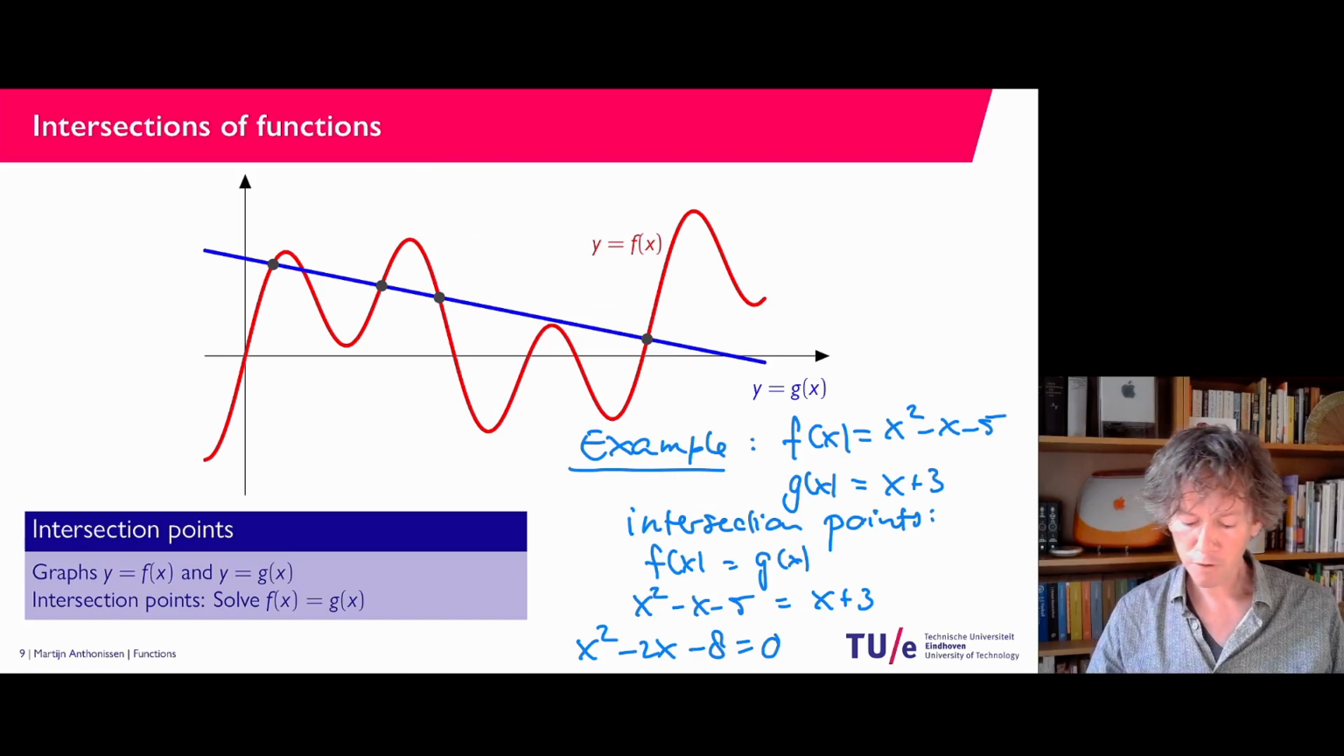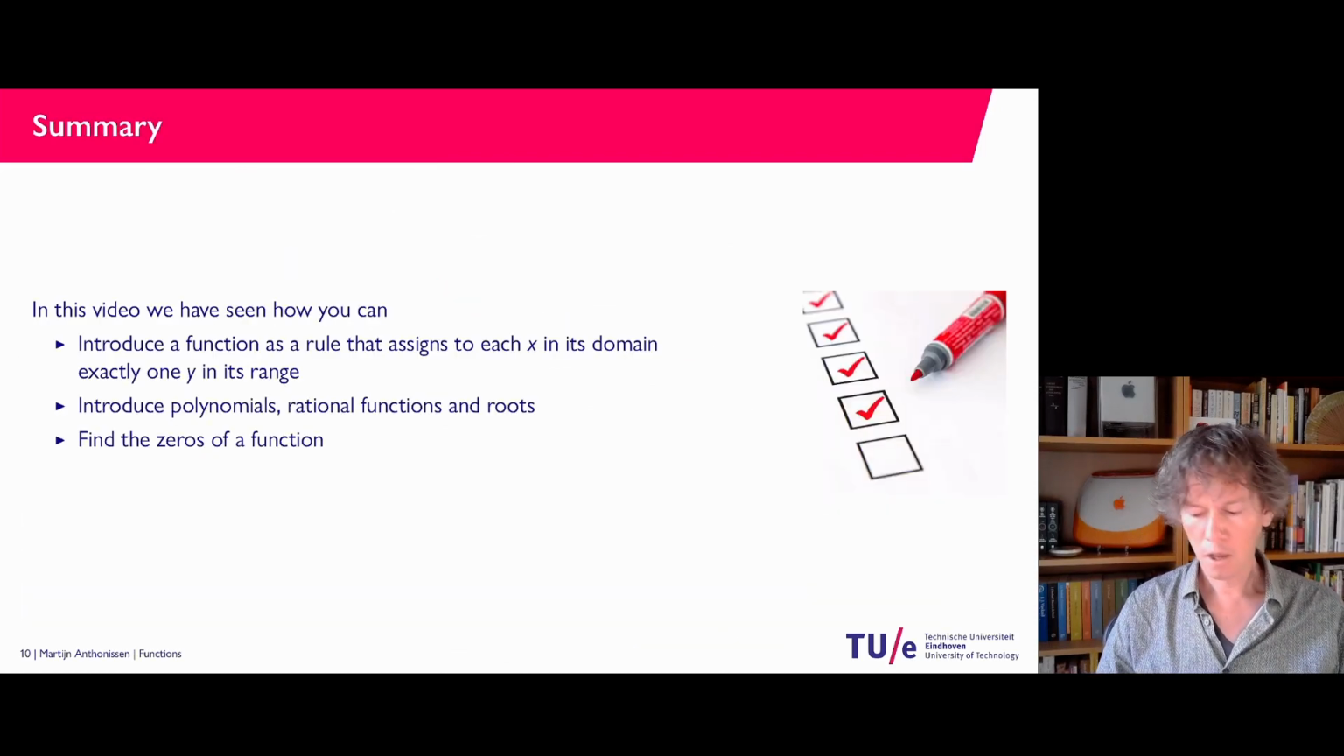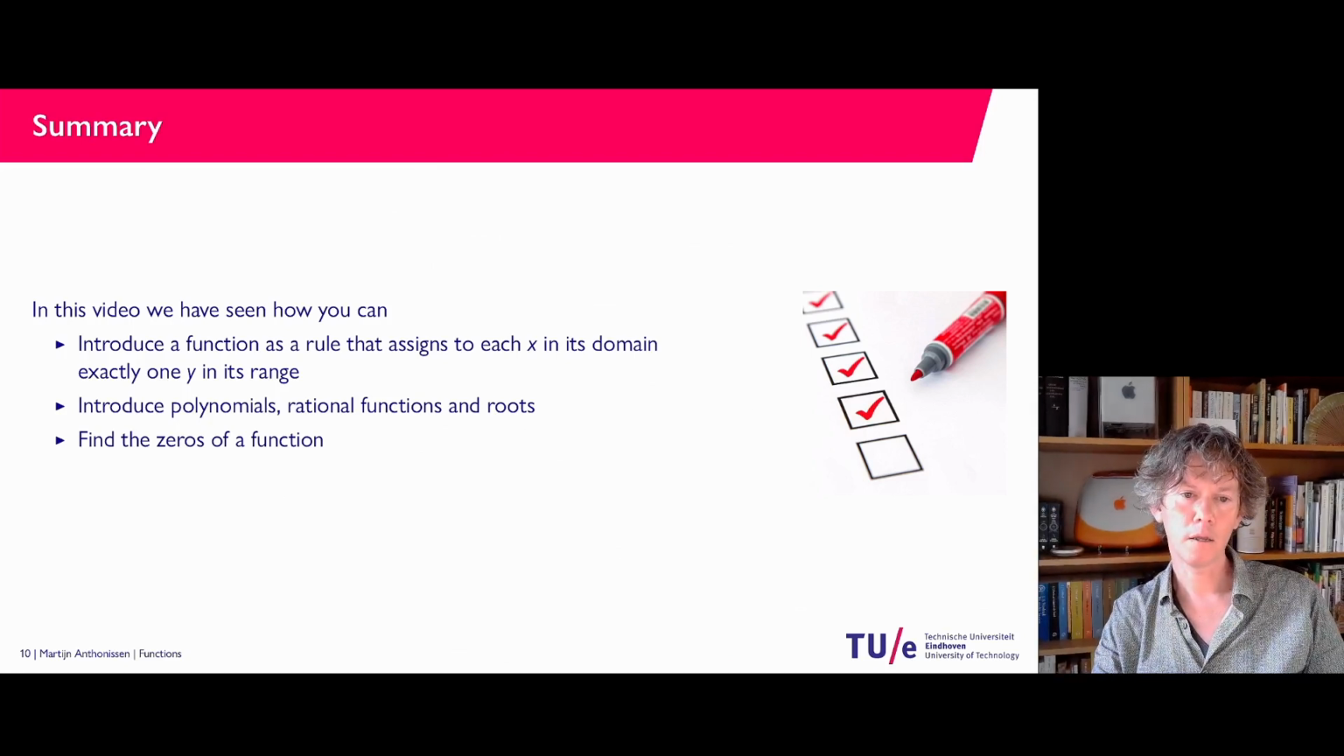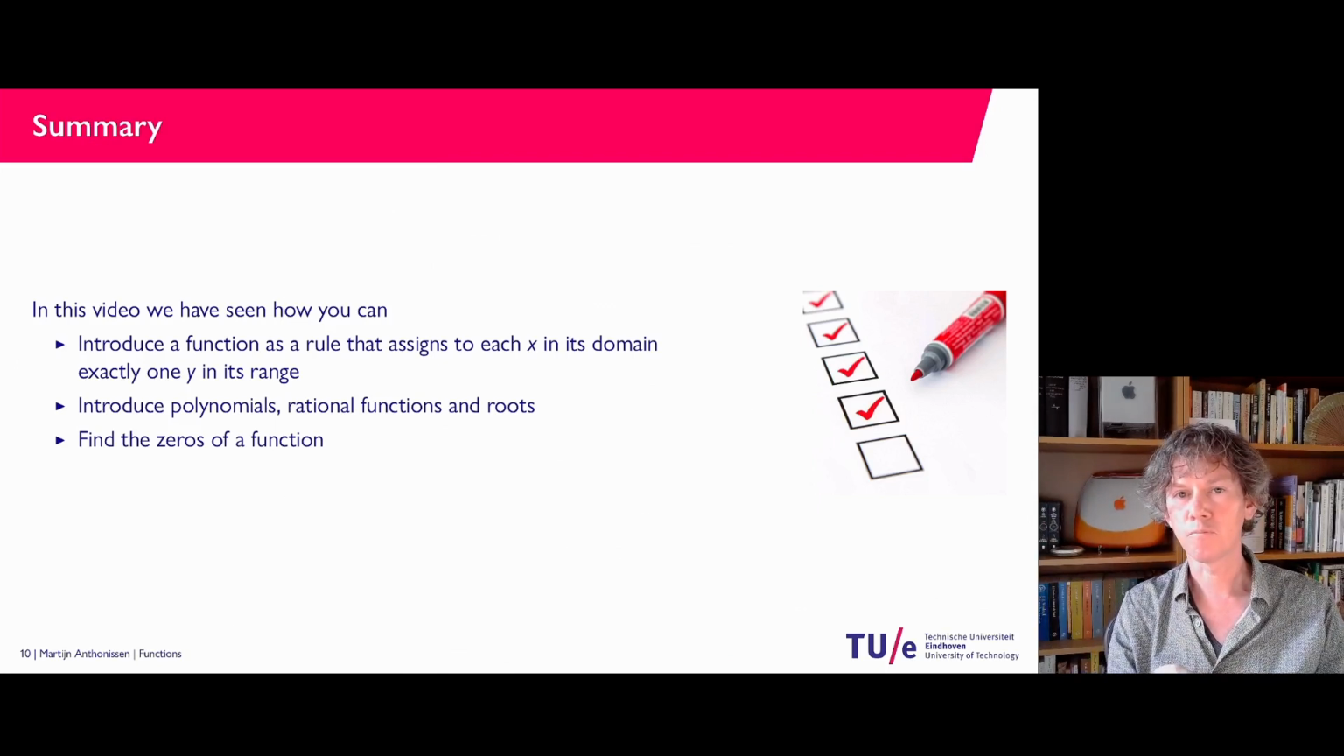That brings me to the end of the video, so let's see what we have covered here. We have first introduced a function as a rule that assigns to each x in a certain collection, the domain of the function, precisely one value y, and then y belongs to the range of the function. We have looked at a couple of basic functions, polynomials, rational functions, and roots. And finally, we looked at finding the zeros of functions and factorizing a polynomial in terms of lower polynomials.